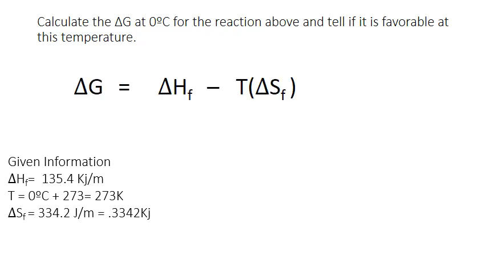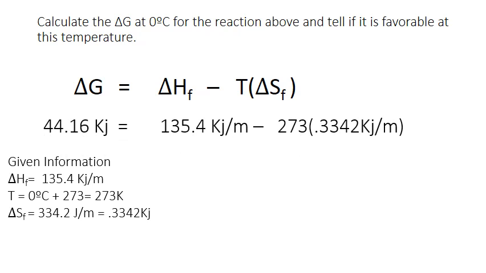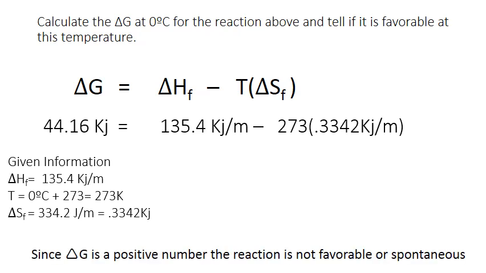Now we plug it into our equation. So 135.4 kilojoules per mole. Then we're going to subtract from that 273 times 0.3342. When we do this, we get a value of 44.16 kilojoules. Again, the reaction is a positive number. If delta G is a positive number, the reaction is not favorable or spontaneous. In order for a reaction to be spontaneous or favorable, delta G is a negative number.